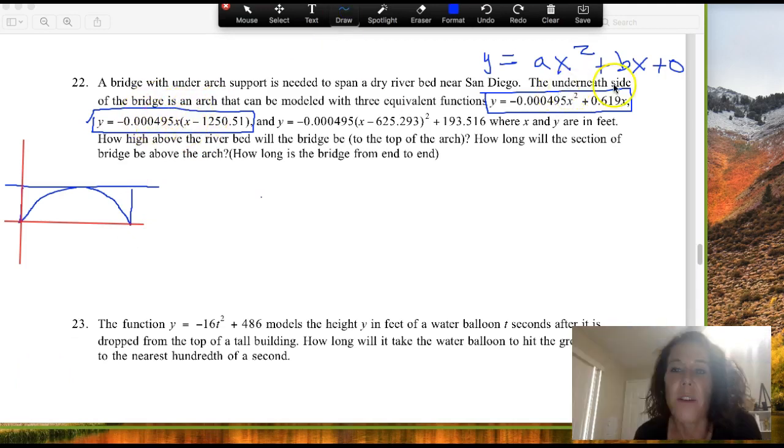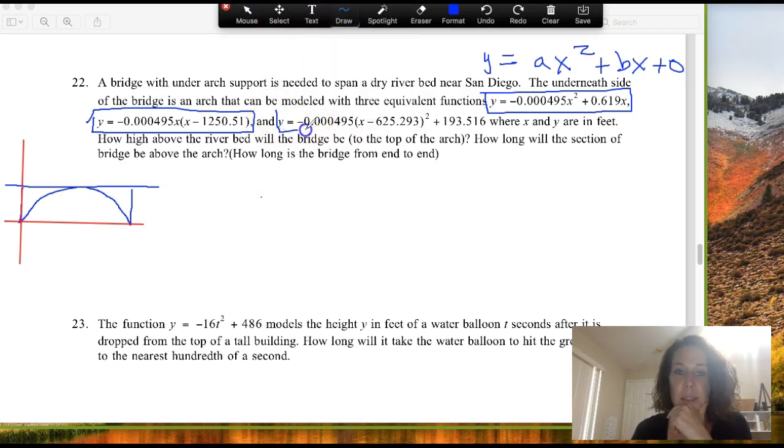Okay, so this is a factored form of this. They've taken this and already factored out the greatest common factor. There was an x in each term and they factored this out. And then they factored out this number, 0.00495. So when they divide that out of this term, it just leaves me with x. And when they divide that out of this term, it leaves me with 1250.51. So this factored form is fabulous when I'm solving by the zero product property. Okay, so that's already factored for us.